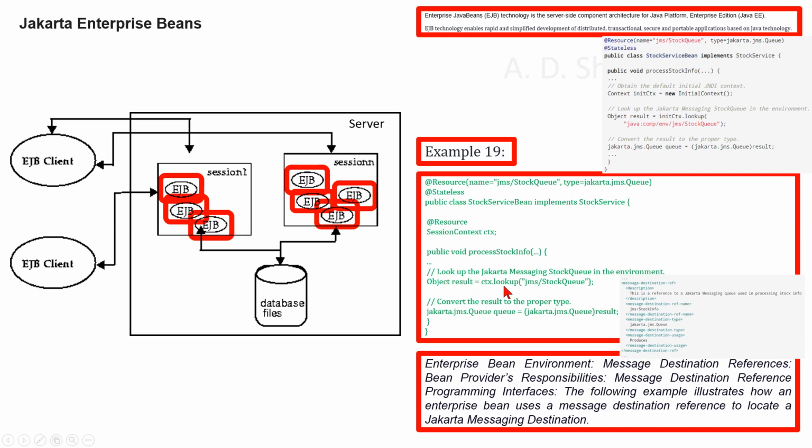Look up the Jakarta messaging stock queue in the environment. Convert the result to the proper type. Obtain the default initial JNDI context. Look up the Jakarta messaging queue in the environment. Convert the result to the proper type.